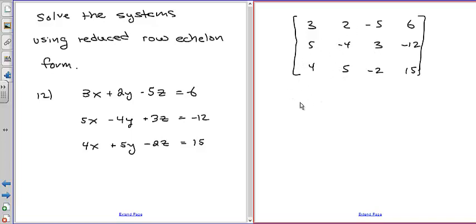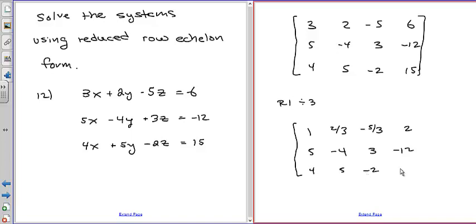Because none of these look any better than others, I'm going to just take row 1 and divide by 3. So this becomes 1, then you get 2/3, negative 5/3. At least here we get the whole number. Then we have the remaining terms in the other rows. So all we're doing is taking row 1 and dividing by 3 to get 1 in this first spot.